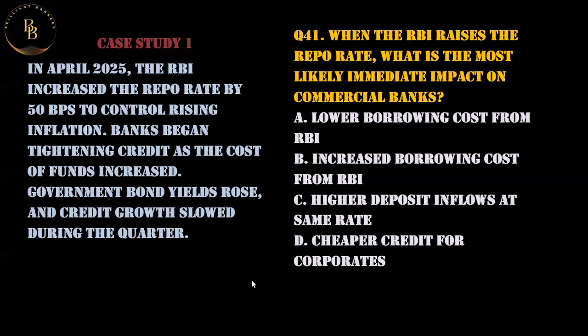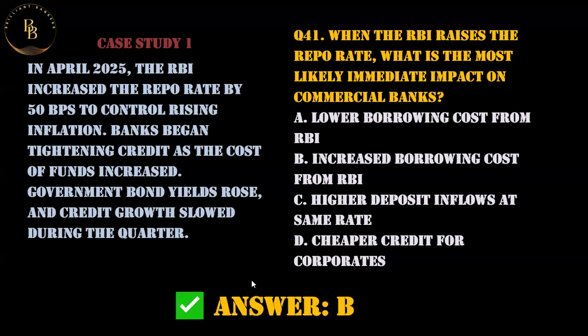Whenever a repo rate hike is made, the funds are costlier for the banks, discouraging lending and reducing the liquidity. So the answer will be increased borrowing cost from the RBI. The answer is B, increased borrowing cost from RBI. When the repo rate increases, the borrowing cost also increases.